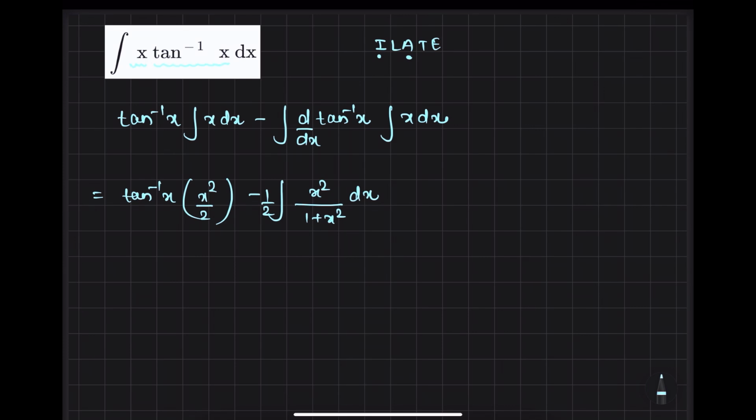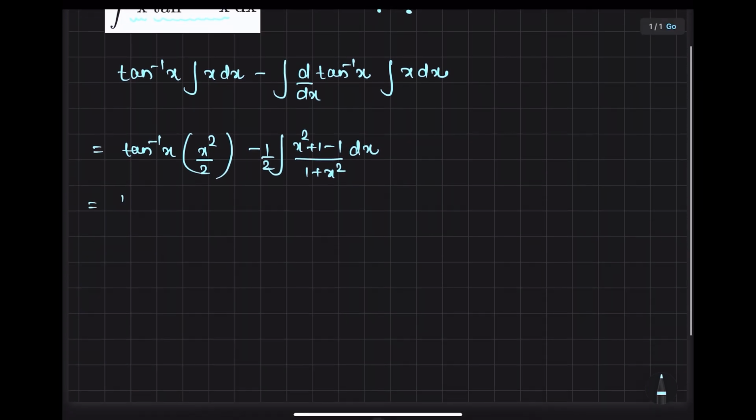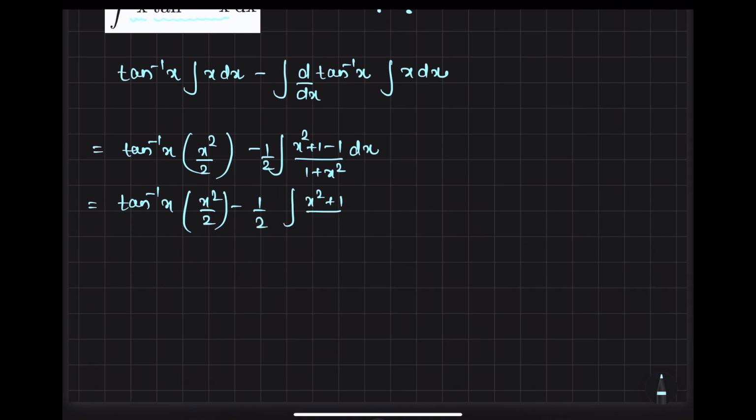So what I will do is add and subtract 1 in the numerator: x square plus 1 minus 1, and then we will be having two integrals. So it is tan inverse x into x square by 2, minus 1 by 2 integration of x square plus 1 by x square plus 1, minus minus plus 1 by 2 integration of dx by 1 plus x square. This first part will be neutralized, we will be left with 1.